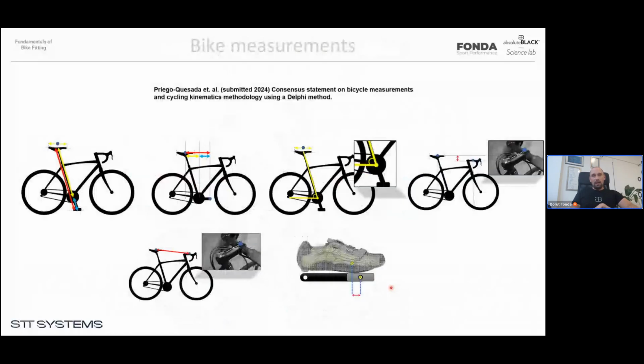One of the latest papers that's been submitted, and we've been taking part, is a Delphi method study led by Priego Quesada, a Spanish scientist, a great scientist. Basically, it's a consensus on how bike fitters actually measure and determine the saddle height. The paper is not published yet. It was submitted last year, so it's 2023, and it's under review at the moment. But it's important to know how, at the end of the bike fit or prior to the bike fit, we determine saddle position in the whole bike position.